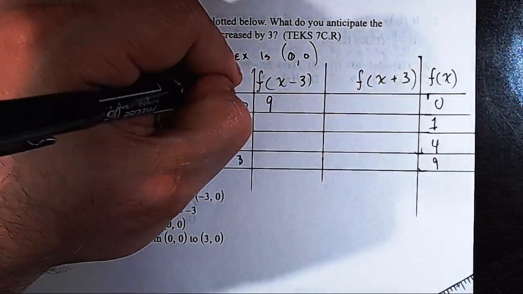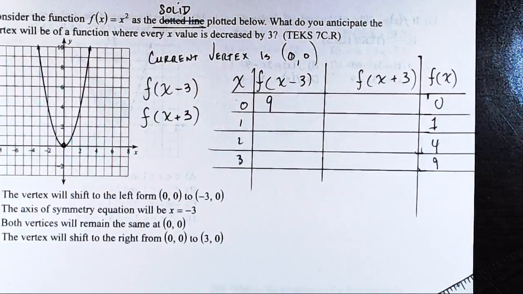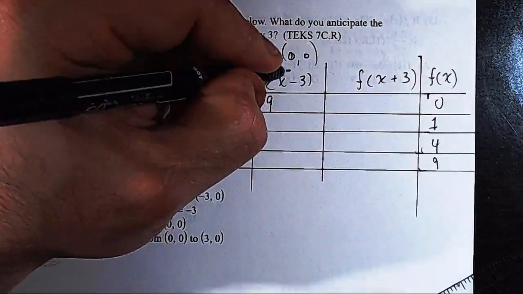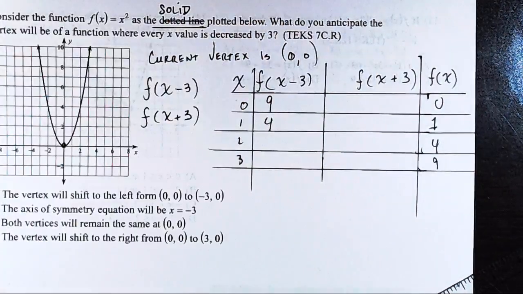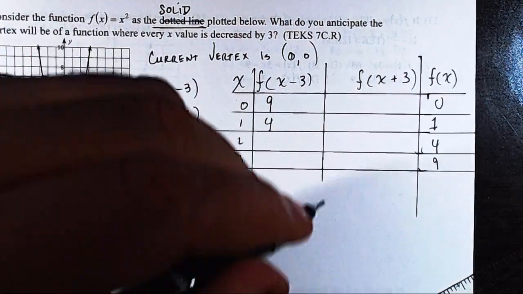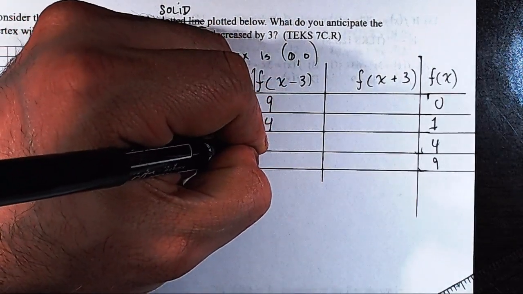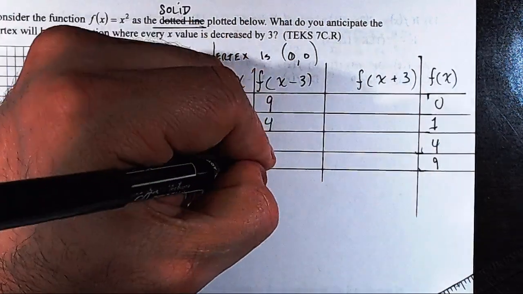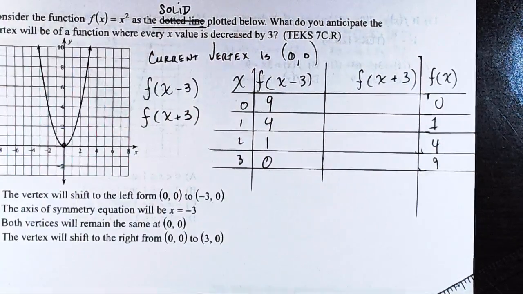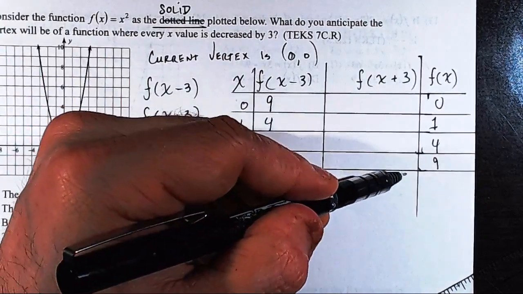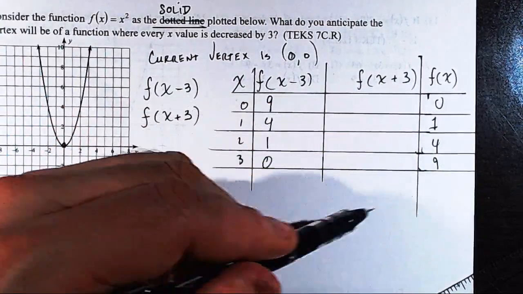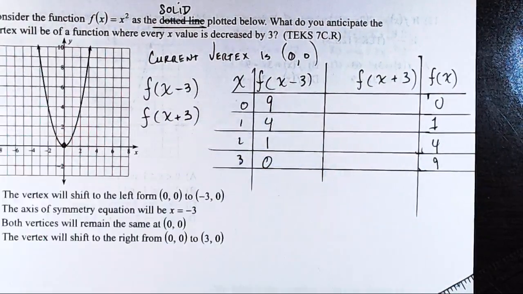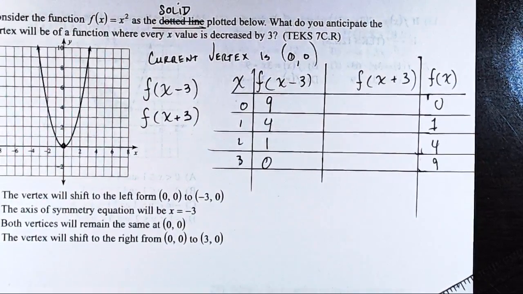Okay, so these are the x values here. How about 1 minus 3 squared? 1 minus 3 is negative 2. Negative 2 squared is 4. Okay, 2 minus 3, that's negative 1. Negative 1 squared is 1. 3 minus 3 is 0. 0 squared is 0. Interesting, it's just the reverse of this one. This is 0, 1, 4, 9. This is 9, 4, 1, 0, x minus 3.